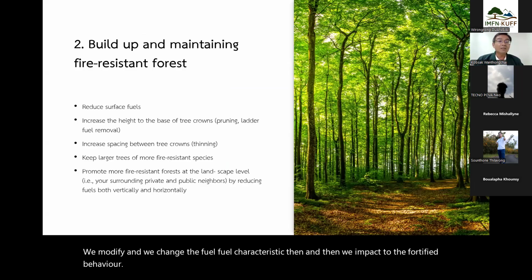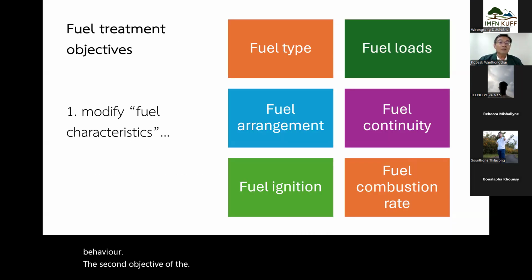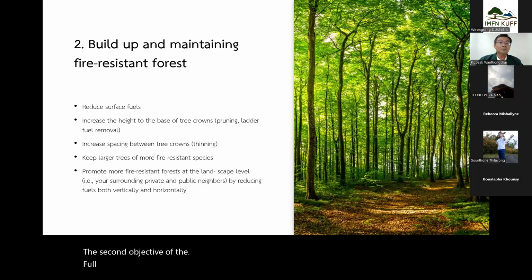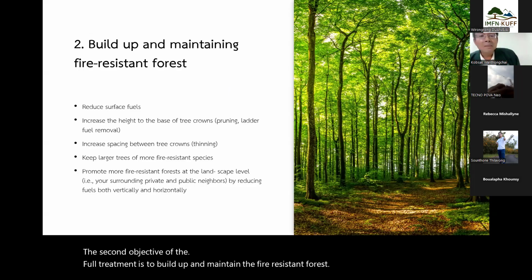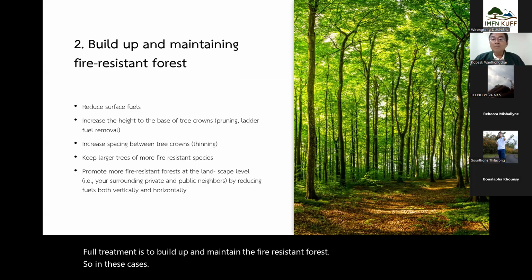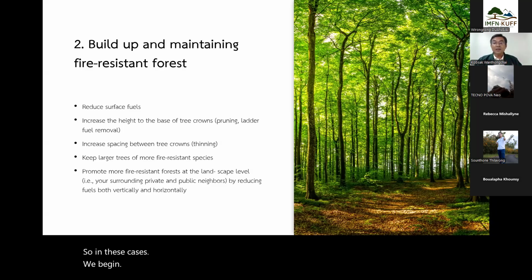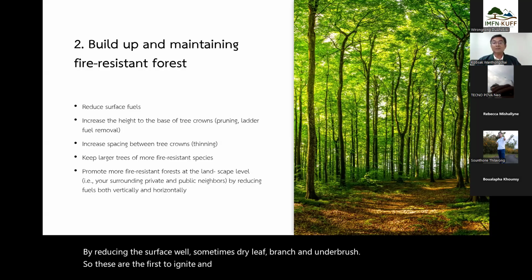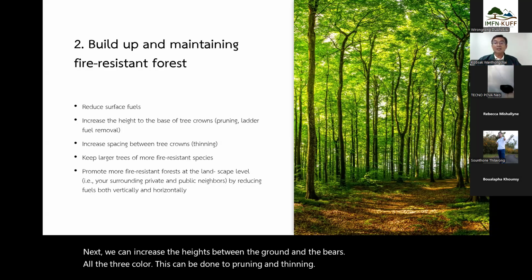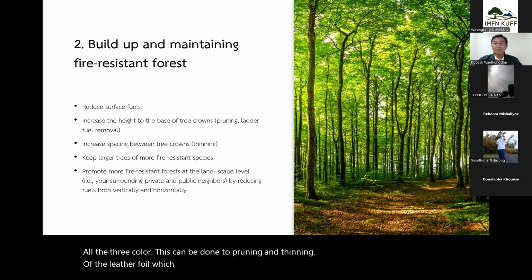The second objective of fuel treatment is to build up and maintain a fire-resistant forest. In this case, we begin by reducing the surface fuel, such as dry leaves, branches, and underbrush. These are the first to ignite and drive fire spread along the ground. Next, we can increase the height between the ground and the base of the tree crown. This can be done through pruning and thinning of the ladder fuel, which prevents fire from climbing into the canopies.